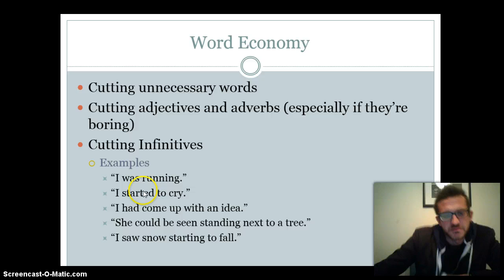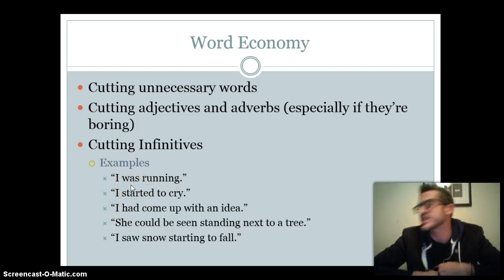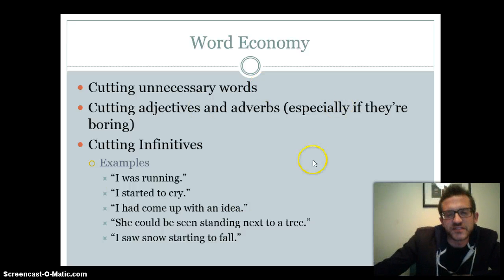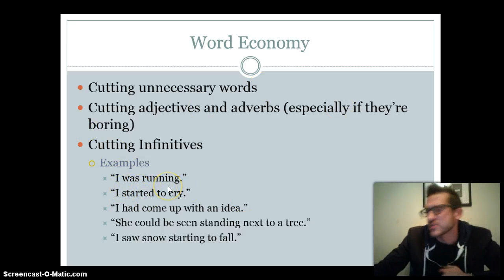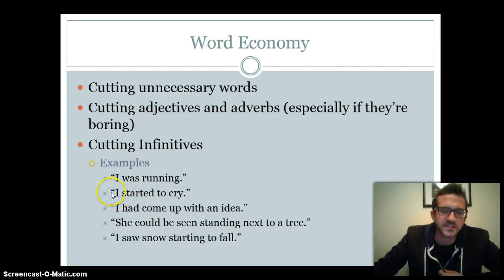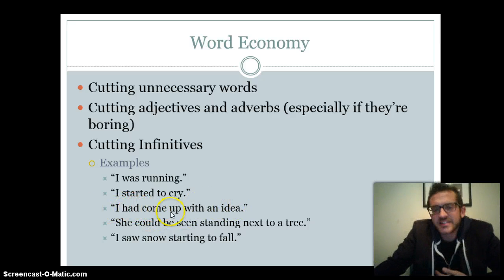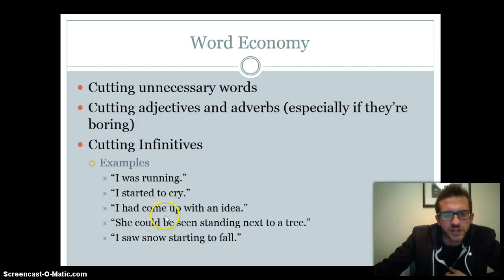So these are some random examples. So I was running, you can cut to I ran. Okay. I started to cry. I've written on several papers that started, decided to, proceeded to, began. These are not important. What is important is the verb following it. We don't need to know that you started or began or proceeded to or decided to do anything. So I cried. I had come up with an idea. I had an idea. This is just wordiness.